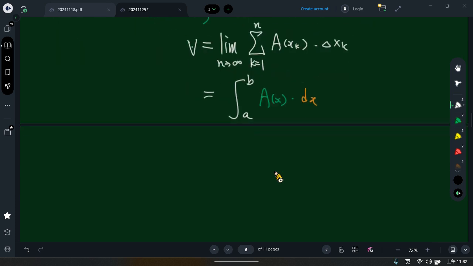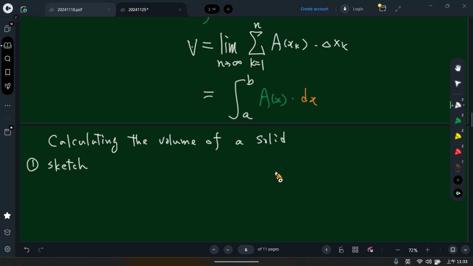Okay, so let me give you the process for calculating the volume of a solid. The solid means the 3D object. The first thing is, please sketch the solid and a typical cross section.